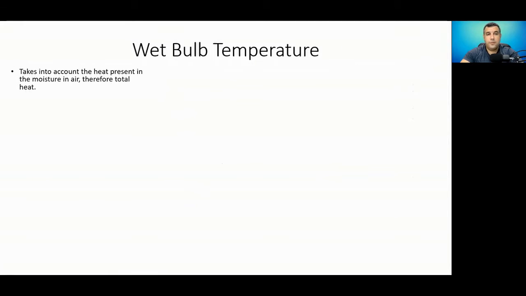So wet bulb temperature takes into account the heat that's present in the moisture of the air, therefore giving a better picture of how much total heat is in the air. Now, there are different devices that are meant to read wet bulb temperature. One is called a psychrometer, and another is called a hygrometer. Both of them read dry and wet bulb temperature, but the hygrometer, especially if it's an electronic device, can convert those numbers, and now we can know what our relative humidity is, our dew point, our grains, and other properties of the air. All because we know the two original properties, which are dry bulb temperature and wet bulb temperature.